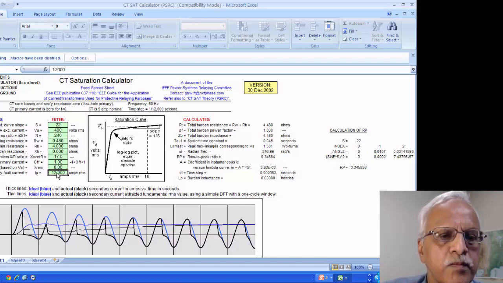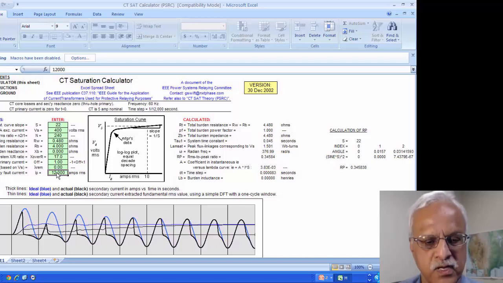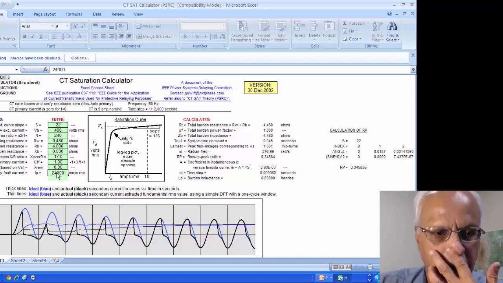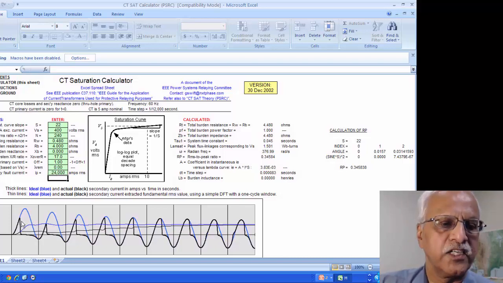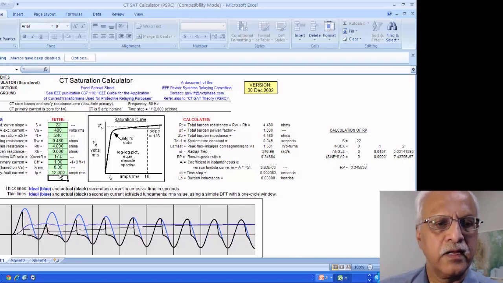And then I am assuming that the CT was rated for 1200 to 5, and I'm assuming a fault current of 12,000 amps. Suppose I put 24,000 amps here, you can see that the CT saturates much faster and takes a little longer to come out of it. So let's go back and put this as 12,000 amps and leave it there.